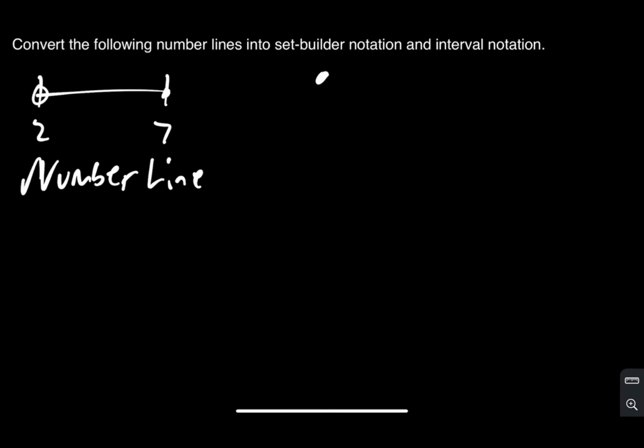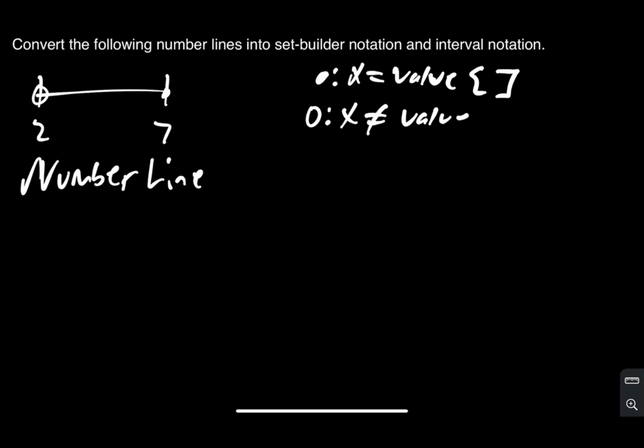Whenever you have a shaded endpoint, this means x can be exactly this value that it's at. And we use brackets whenever we have a shaded endpoint for interval notation. A hollow point means x cannot equal that value, and we use parentheses to denote that. So we have a hollow point at 2, which means we use parentheses. Since x cannot be exactly 2, there's a hole in the number line. So x can't be exactly 2.